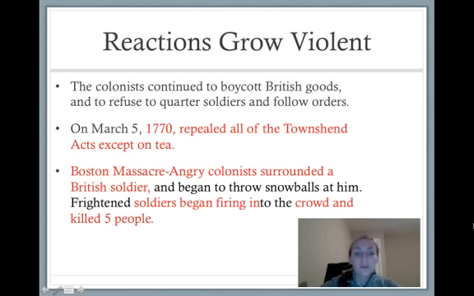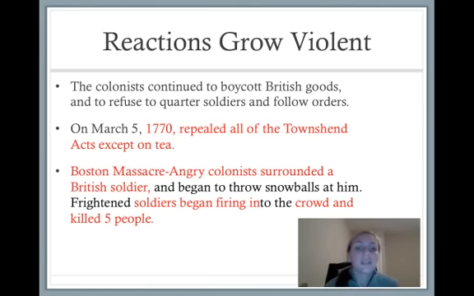So the colonists start to react in a way that becomes more and more violent than the petitions and the meetings that they were having before, writing in papers. The colonists continued to boycott British goods in order to show them that they weren't going to give them any more money than necessary. They also refused to quarter soldiers and follow orders. They were basically purposefully disobeying the government.